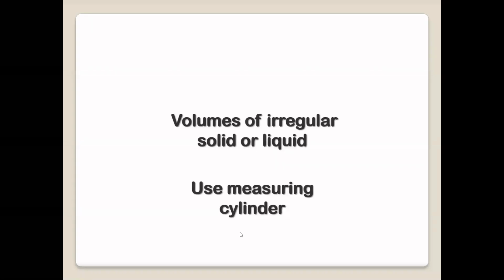So volume basically is the space occupied by an object. If you want to measure the volume of an irregular solid or liquid, practically how can we measure? For example, if I want to measure the volume of a stone, the stone does not have a regular shape. So for this, we can use a measuring cylinder.